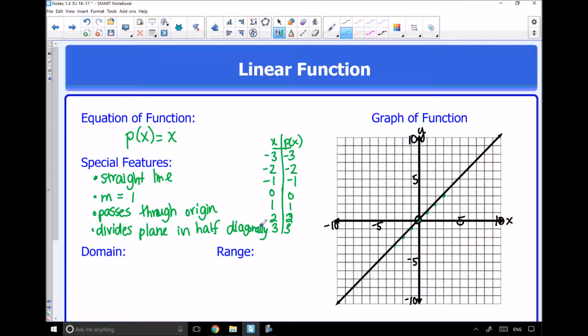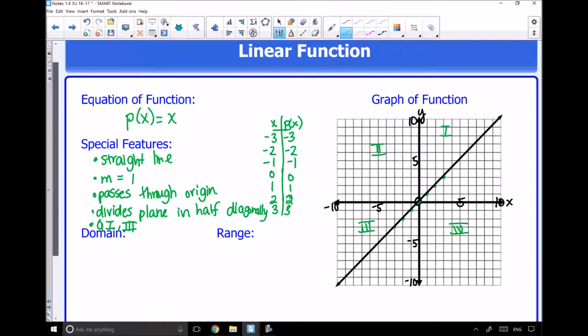Okay, and then the last thing I want you to notice is that it's only in quadrants 1 and 3. Remember, this is quadrant 1, quadrant 2, quadrant 3, and quadrant 4. It's only going to be present in the first and the third quadrants.